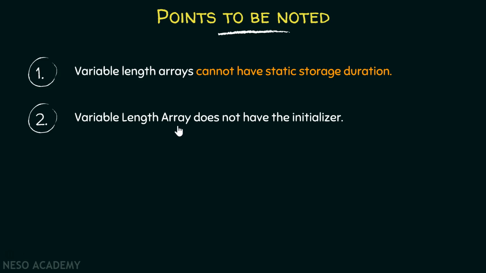At the time of execution itself, you are specifying the length, and at the time of execution, you have to enter all the elements. It is not the case that you are specifying the length at the time of execution and you want to initialize the array at the time of compilation. It does not make any sense. Therefore, a variable length array does not have an initializer.